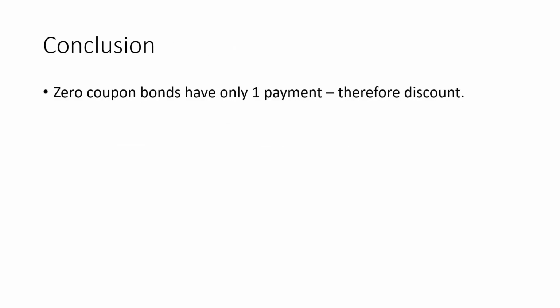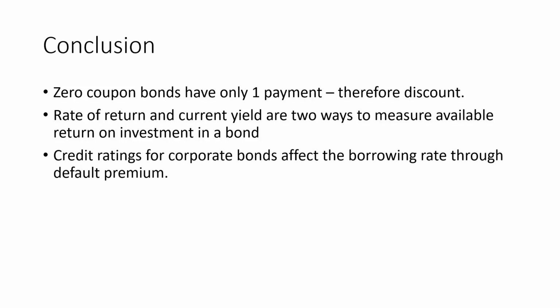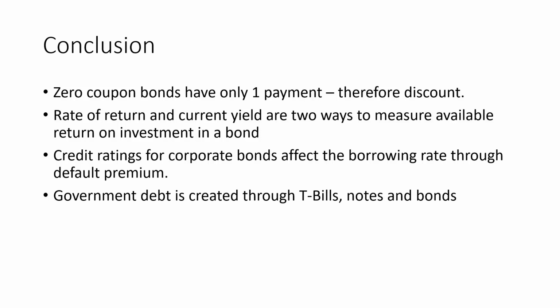To conclude, zero coupon bonds have only one payment and therefore are also called discount bonds. Rate of return and current yield are two ways to measure what is in it for an investor from a particular bond. Credit ratings are very important for determination of creditworthiness of these corporate bonds, and so they help or harm a corporation in borrowing in the debt markets. Government debt is considered to be the safest debt, and it's created either through treasury bills, notes, or bonds. But state and municipal governments also borrow for the needs of their own jurisdictions.